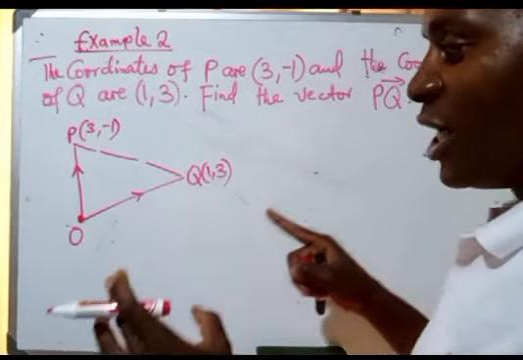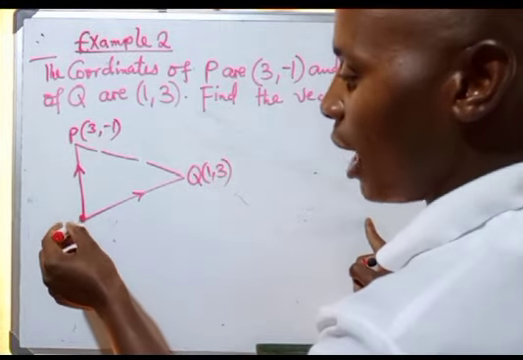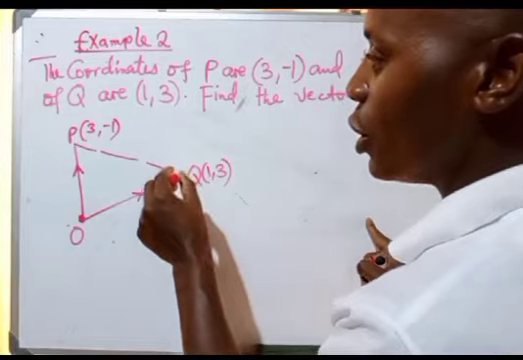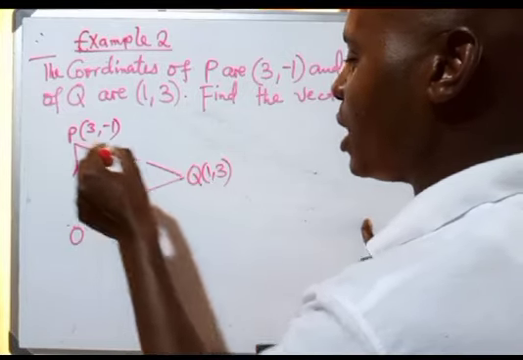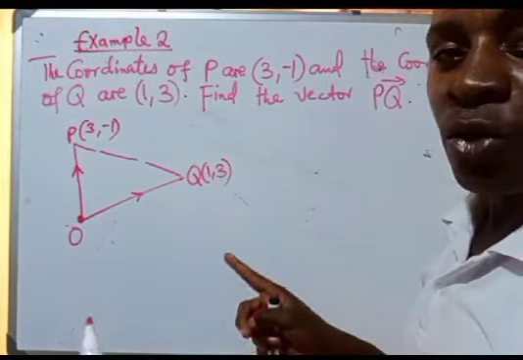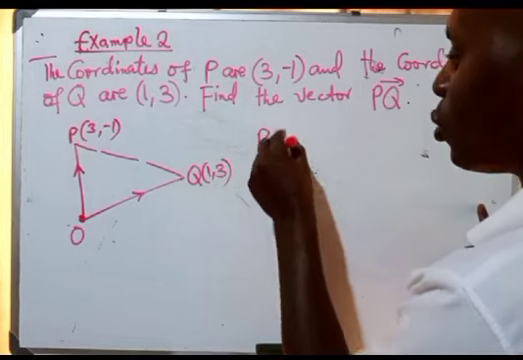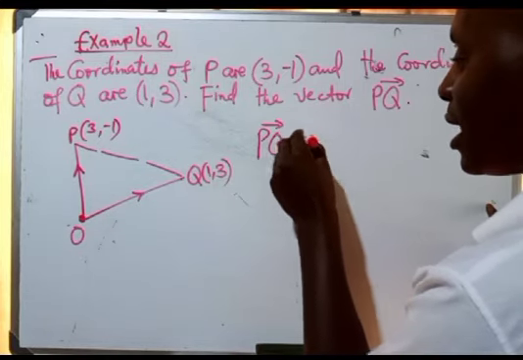Now, the issue is this: the only directions we have are from O to P and from O to Q. So we don't have the direction P to Q. We are yet to form that direction. So how do we do it? We have to move like this. So to find PQ, I'm answering now.